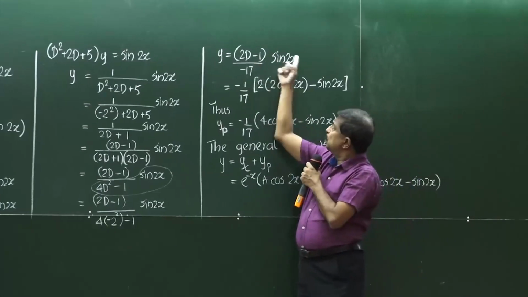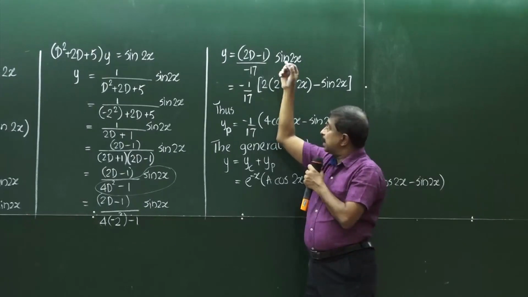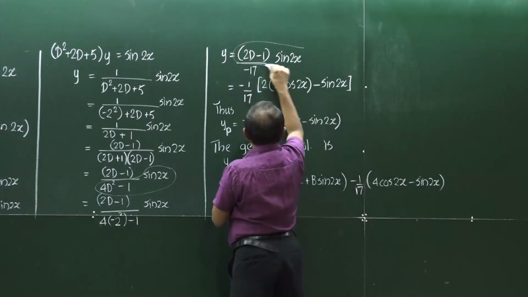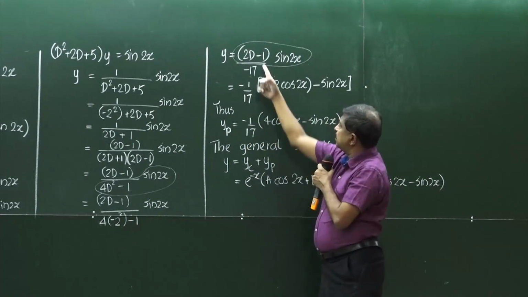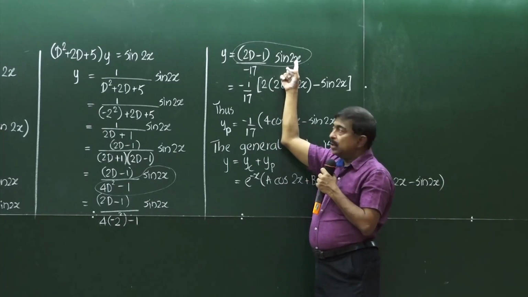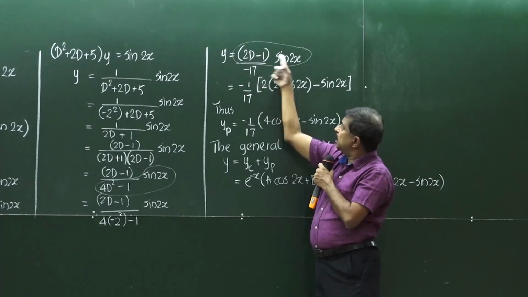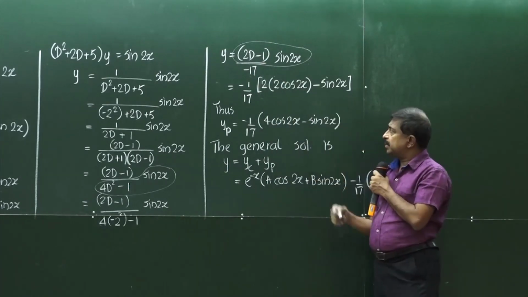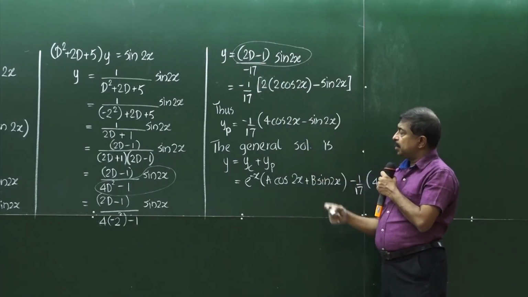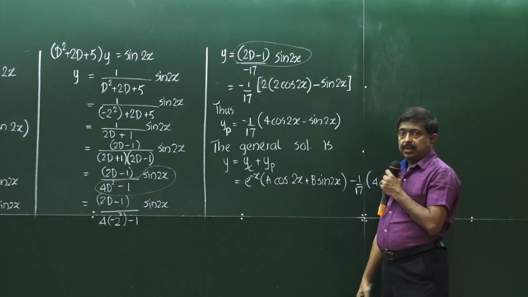Now, just consider the upstairs, this part. So what is this? 2d times this means what? You differentiate this, you get 2 cos 2x multiplied by 2. Minus 1 times sine 2x is this. So this is the particular integral.